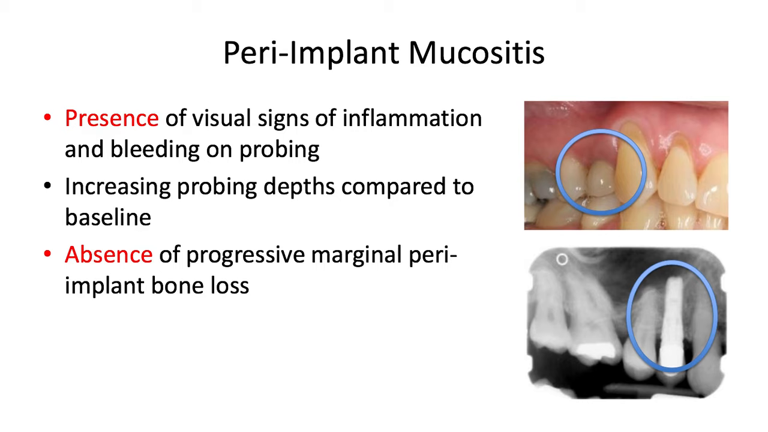Peri-implant mucositis involves the presence of visual signs of inflammation and bleeding on probing. So these signs are things like swelling and redness that you can see here, increasing probing depths compared to the baseline, and absence of progressive marginal peri-implant bone loss. So basically, this is like gingivitis, but around an implant. And ever since that tooth was extracted, this tissue is no longer called gingiva, it's called mucosa, hence the name peri-implant mucositis rather than peri-implant gingivitis. But you can think of it like gingivitis around an implant.